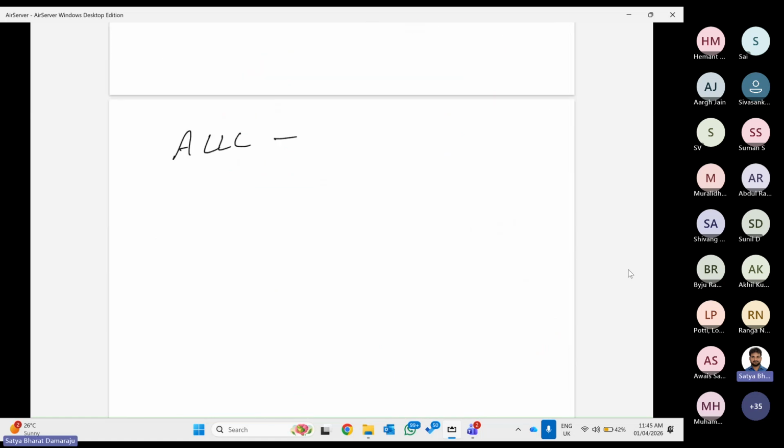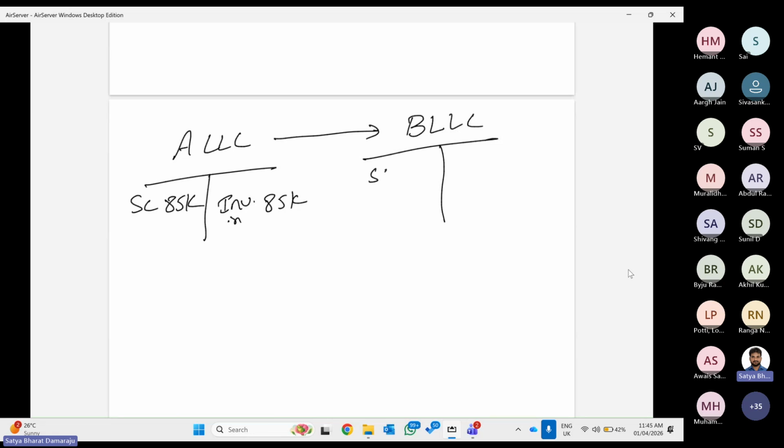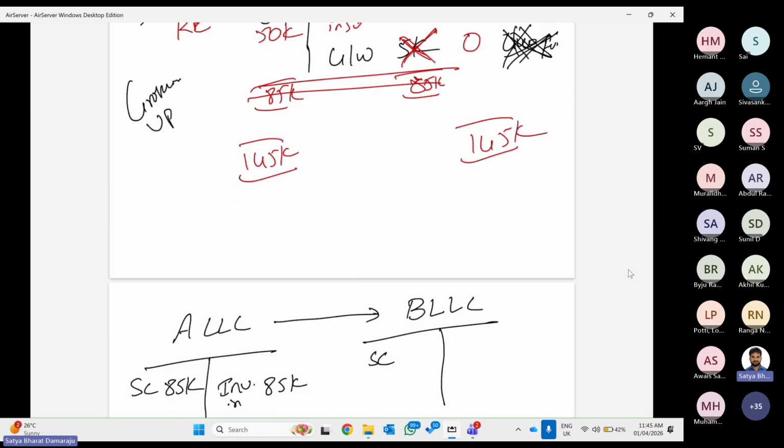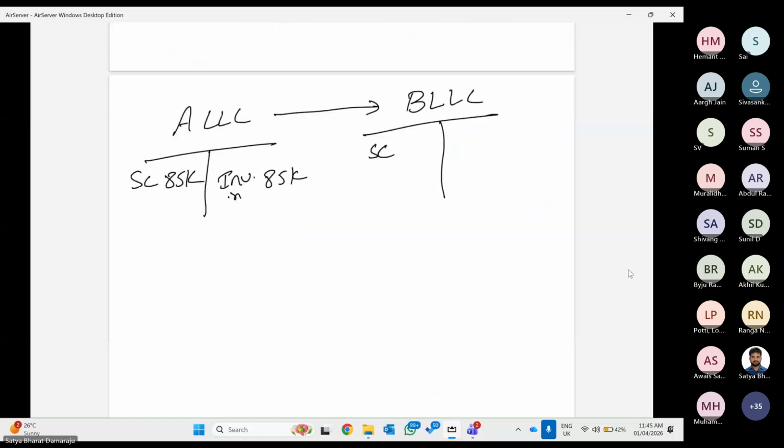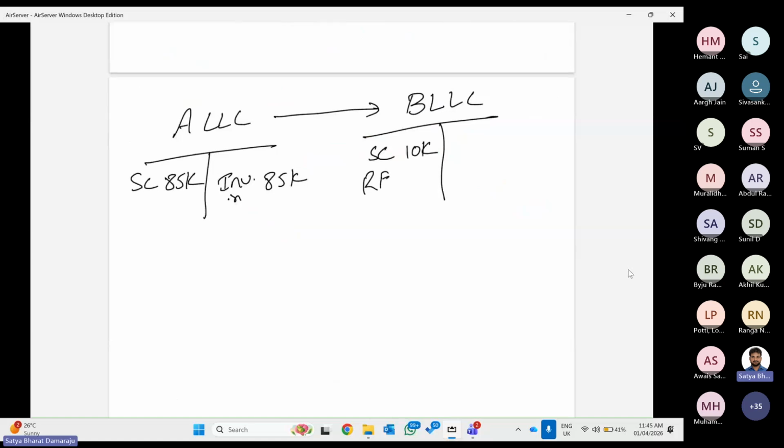What was the example you have seen? ALLC acquired BLLC. ALLC was having 85,000 of share capital and investment in subsidiary 85,000. BLLC, what were the numbers we have seen? Share capital of 10,000, retained earnings 50,000, and they have some assets worth 60K. This has been fair valued at 80K, but then the agreed consideration was 85K.